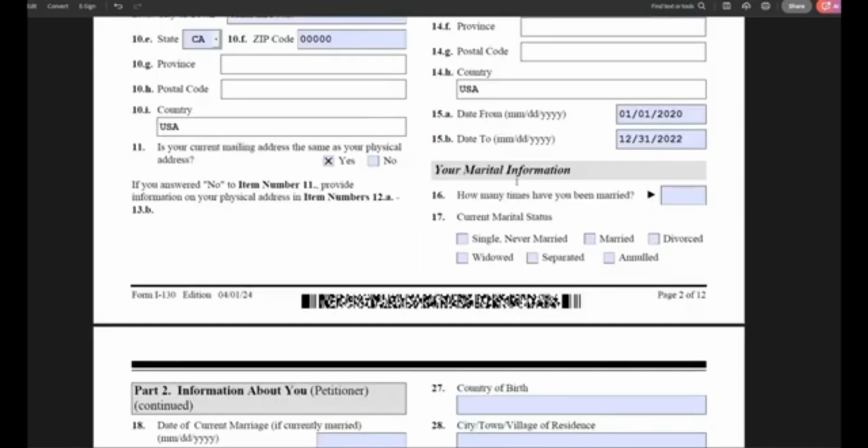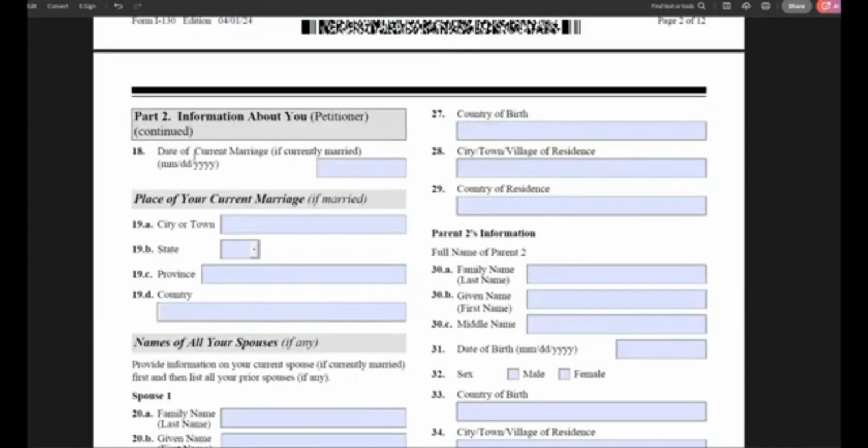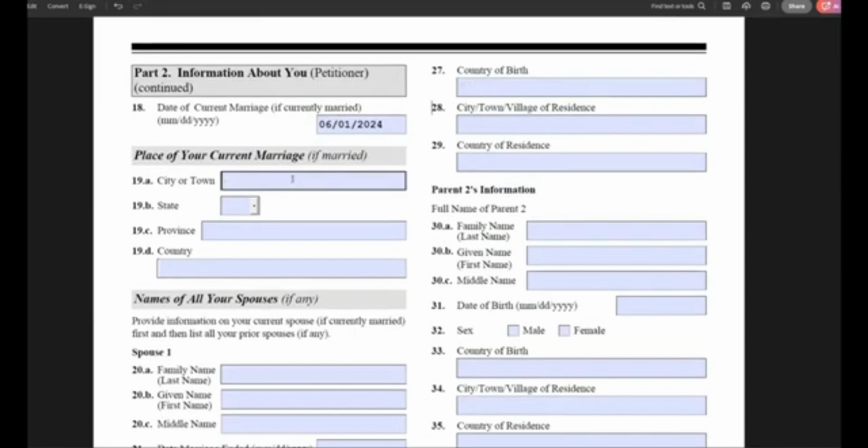Moving on to marital information. This question asks how many times you have been married, and this includes your current marriage as well. Let's say in our case it's 1, and provide your current marital status and the date of your current marriage. Provide the place of your current marriage.